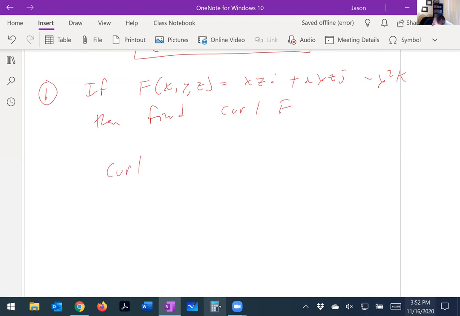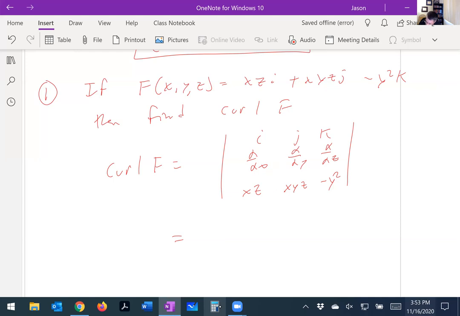So the curl of F is going to be our 3 by 3 matrix: i, j, k, d/dx, d/dy, d/dz, and then we've got xz, that's our P, xyz is our Q, and negative y squared is our R. So now we're going to take the determinant of this. This is the partial with respect to x. This time I'll write it all out, but normally I would just take this partial in my head.